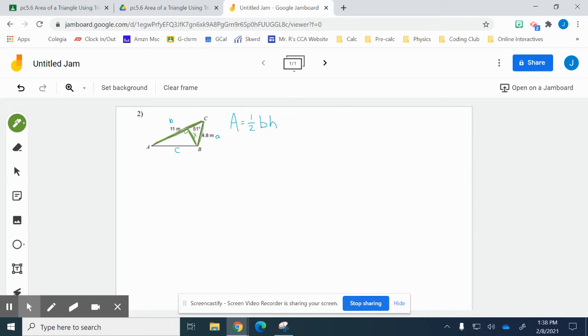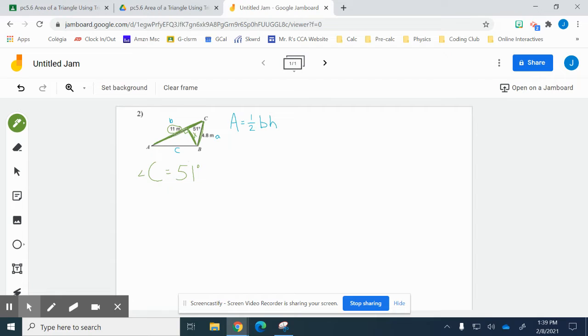So again, the base doesn't have to be the bottom. It just has to be the thing that's perpendicular to the height. So that's going to be my base. My base is going to be 11. And now all I have to do is find that height. And that's pretty easy, isn't it? Because I know angle C. So I've got angle C, and it equals 51 degrees.